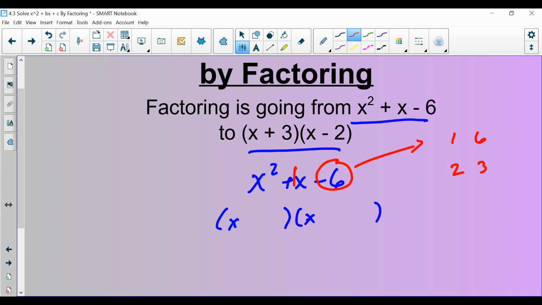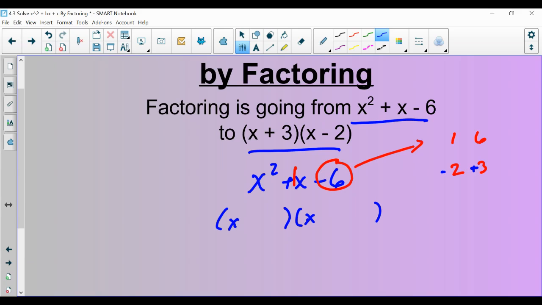Now, hopefully when you look at this, you're saying, well, 1 and 6 could never add. If I used addition and subtraction anywhere I wanted to, it would never get to 1. It could get to positive 5, positive 7, or negative 5, depending on where they put the positive and negative signs, but it'll never add to positive 1. 2 and 3, on the other hand, could add to positive 1. If I made this one negative and this one positive, now these things add to positive 1.